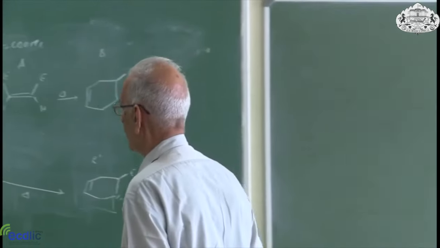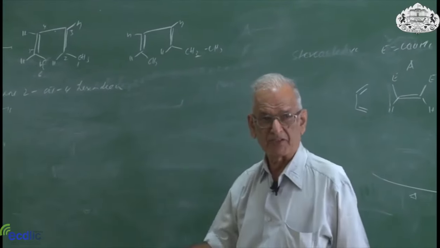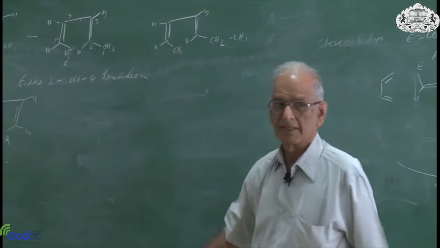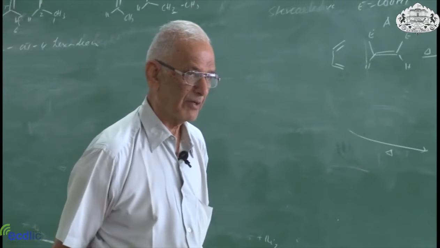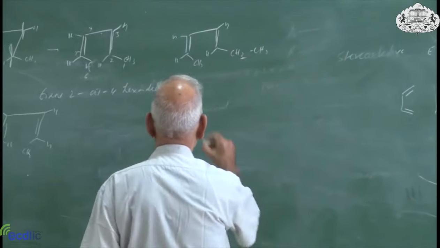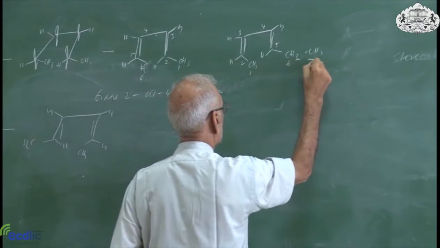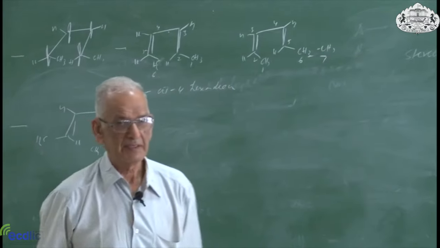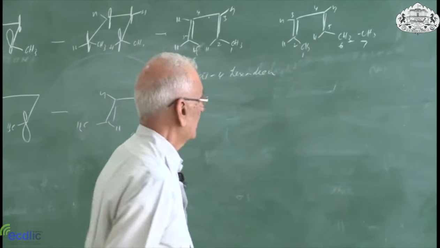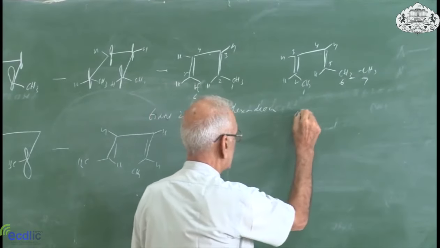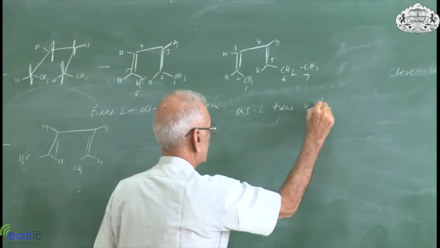If I start from ethyl, what will happen? 1, 2, 3, the double bond is at 3 position. If I start from here, the double bond is at 2 position. Therefore, I must start the numbering from the methyl group. So now, it's a 2,4-heptadiene. And now there is no ambiguity. Cis-2, trans-4-heptadiene.